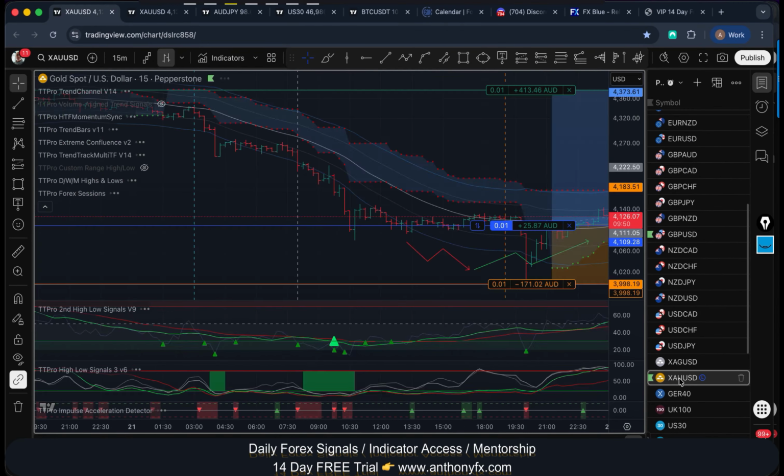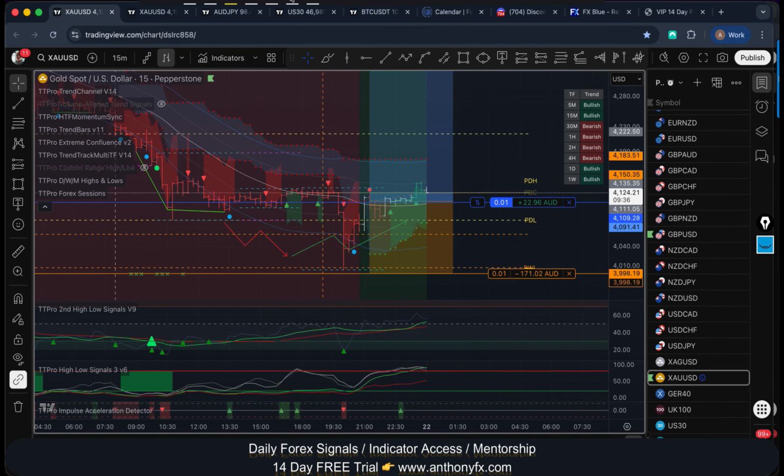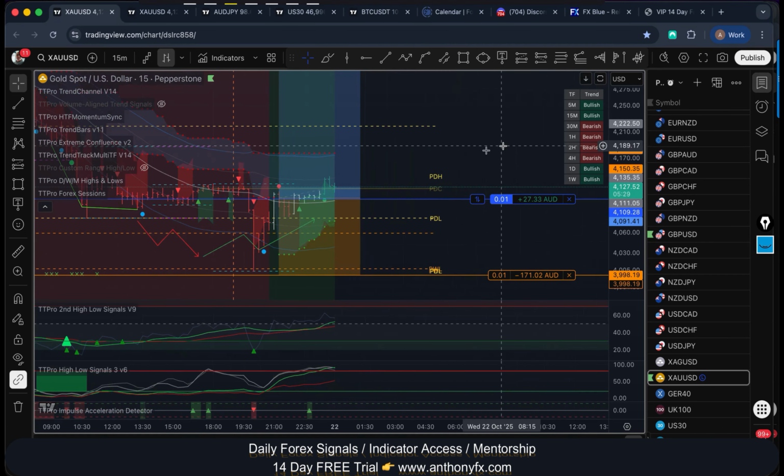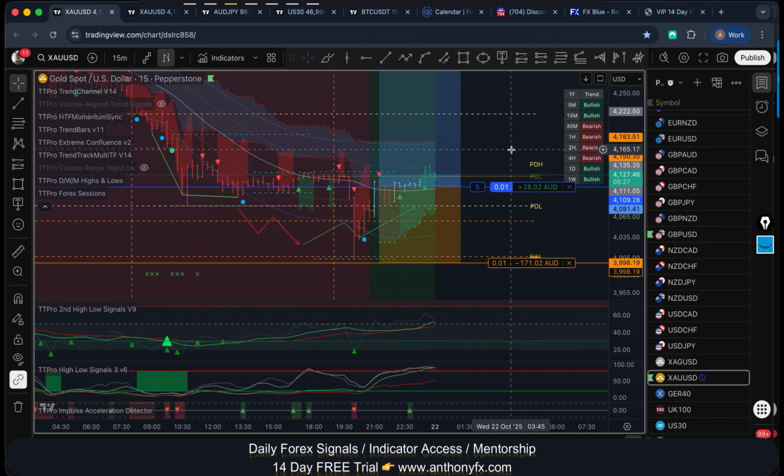Come back to gold. Yeah, and so what we do have with gold here is the green signal, bullish divergence against that. Green candle kicked in here, and the impulse acceleration detector gave us a green signal. That's not a bad combo. Okay, that's what we want. We want that combination, that extra confirmation. All right, guys, look, that's a bit of a wrap.